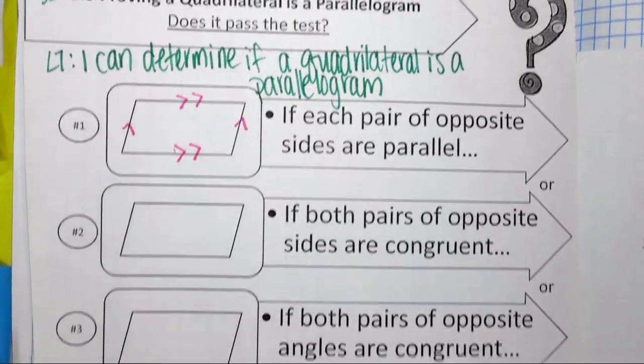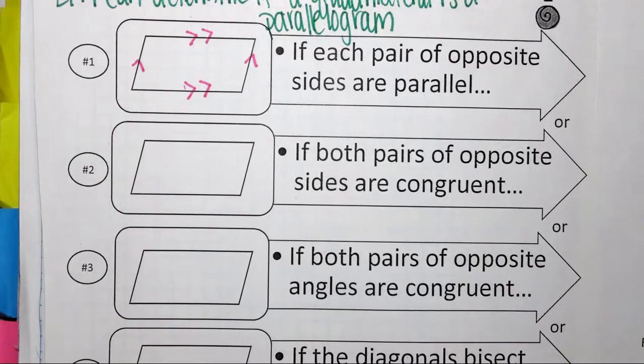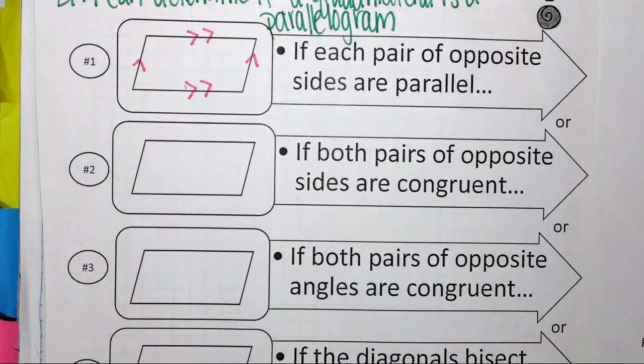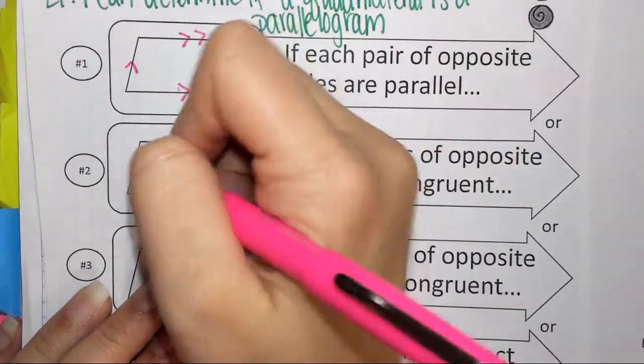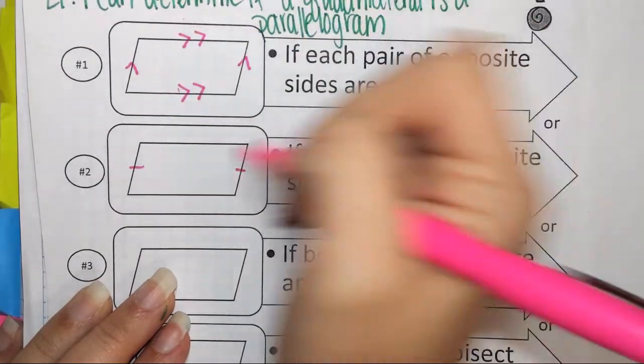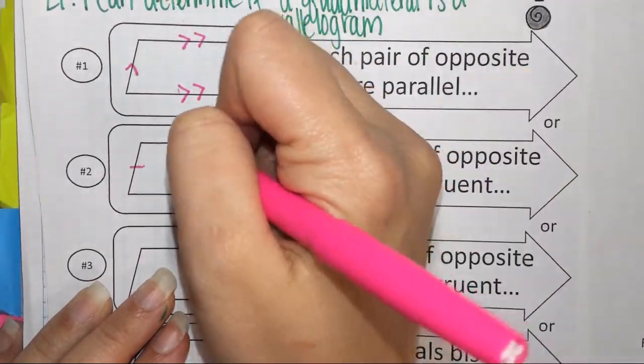Or if both pairs of opposite sides are congruent. So what would that have to look like? The tickies. One tickie, and then what would the other side have to have? Two tickies.